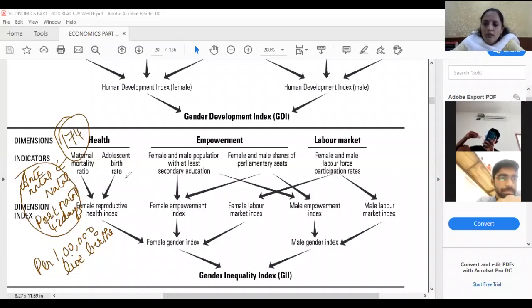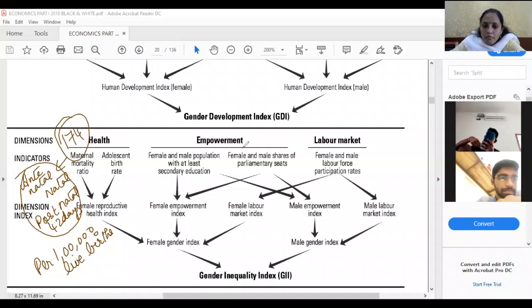This is not only for India. UNDP is measuring this across the world. And you're going to see this adolescent birth rate as a surprising number for several developed countries also, when I show you the data from the Human Development Report. So these are the two indicators taken for health. One is the MMR, which we have to bring down. The second is the adolescent birth rate, which should also be brought down so that basic essential health can be ensured for women.